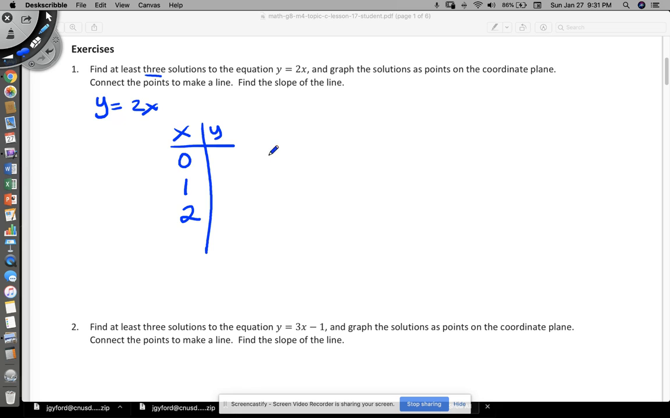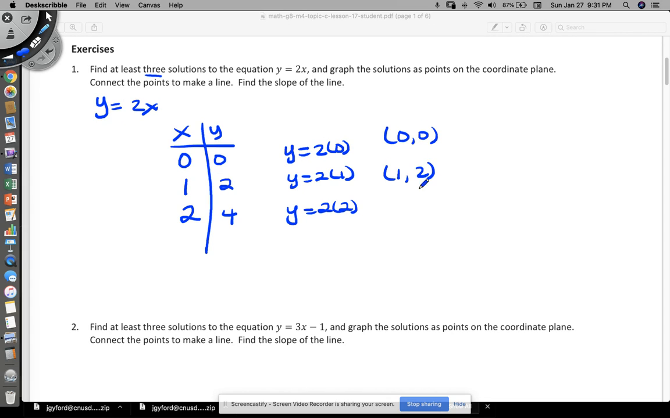To solve this out, this would be y equals 2 times 0. So 2 times 0 gives me 0. Y equals 2 times 1. 2 times 1 gives me 2. And finally, y equals 2 times 2, which is 4. So these are my coordinates. My coordinates are going to be 0, 0, 1, 2, and 2, 4.